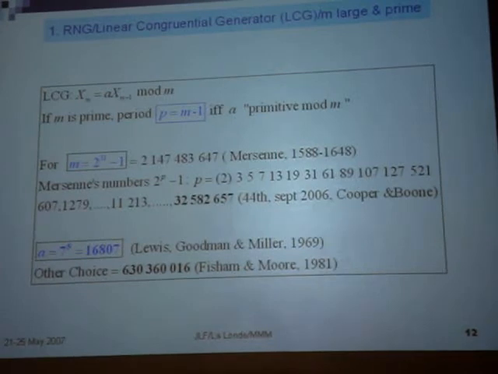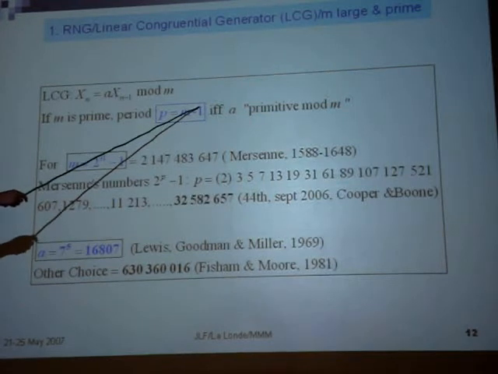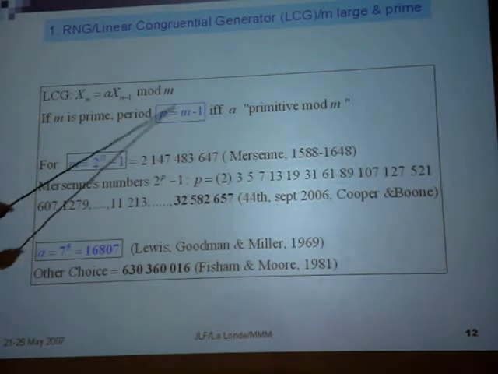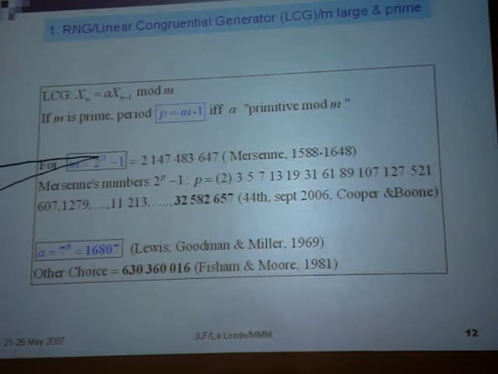Now, instead of taking n as a power of 2, in fact what we take is we take n as a prime integer, a large prime, and if some mathematical properties are met for a, and I don't want to enter into this property, the period is n minus 1. So particularly, because we generate from 0 to n minus 1, all the numbers are used. And the most famous one has been for n equal to 2 to the power 31 minus 1. And there is a kind of miracle here, because why this number?